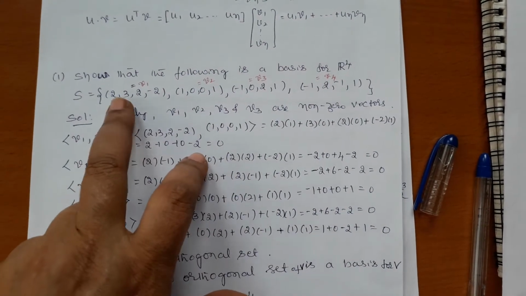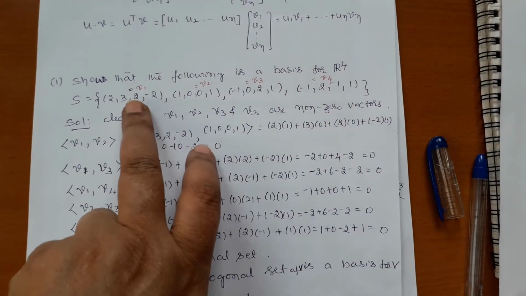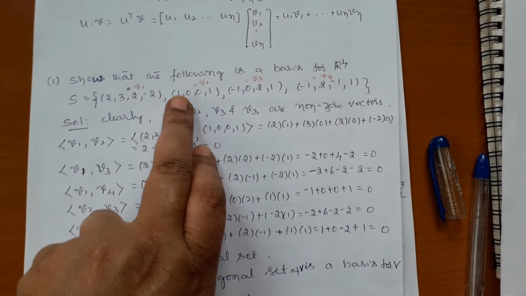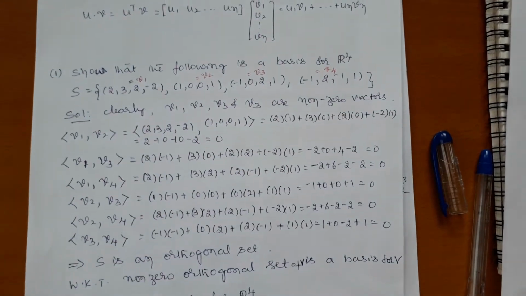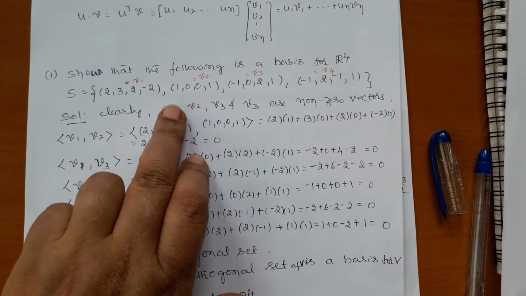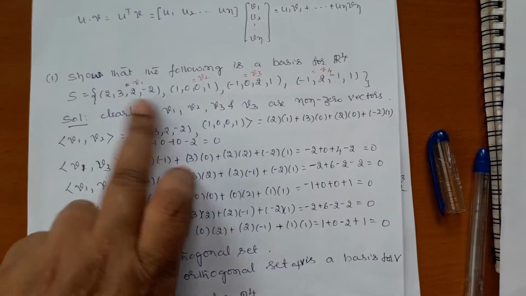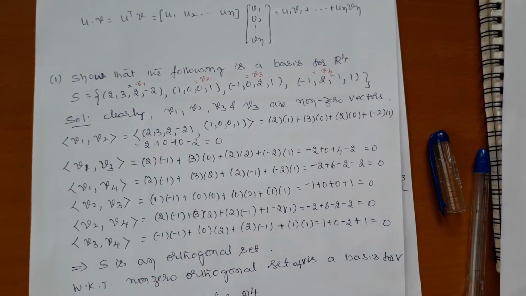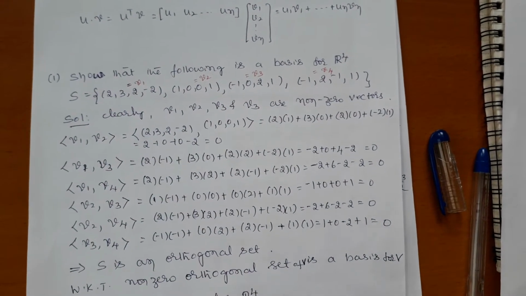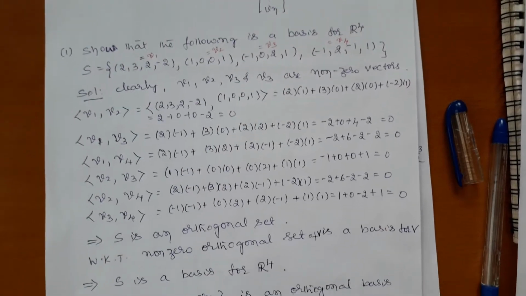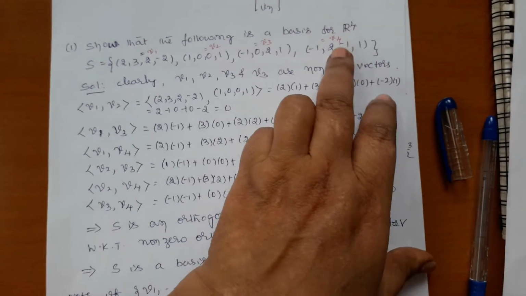Observe carefully, these vectors are clearly non-zero vectors. V1, V2, V3, every one is a non-zero vector. Next I have to verify that the set is orthogonal. If it is an orthogonal set, we can immediately say that it is linearly independent and also spans, therefore it is a basis. That basis is called an orthogonal basis for R to the power of 4.